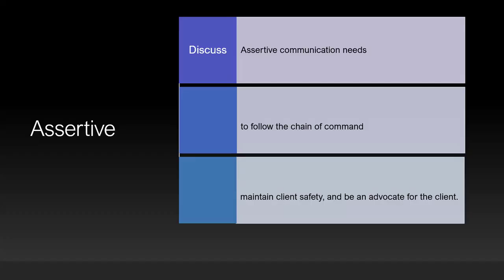Assertive communication needs to follow the chain of command. We'll talk about the chain of command next week, but we need to follow the chain of command unless there is some type of imminent danger or some type of issue that needs to be addressed immediately. This is not talking about if it's an emergency. So we want to follow that chain of command. Someone mentioned early on the situation where the team leader came in, the RN came in, we will notify them.